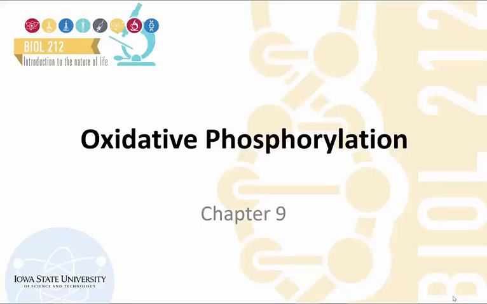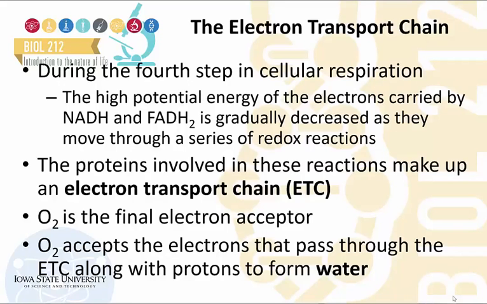In this video, we'll focus on the last stage of cellular respiration, known as oxidative phosphorylation. In the fourth stage in cellular respiration, the high potential energy of electrons carried by NADH and FADH2 is gradually released as they move through a series of redox reactions. The proteins involved in these reactions are called electron carriers and form part of the electron transport chain. These proteins are located within the inner membrane of the mitochondrion.